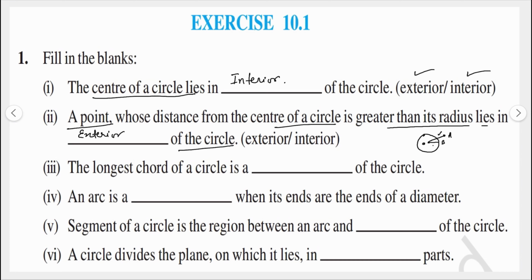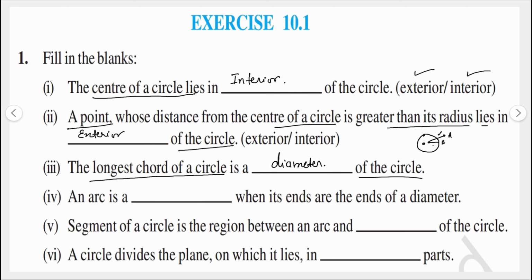A point whose distance from the center of a circle is greater than its radius lies in the exterior of the circle, that is, outside the circle. Next is, the longest chord of a circle is a dash of the circle. Like I told you, the longest chord of a circle is a diameter of the circle. So here you have to write diameter, as the diameter is the longest chord of the circle since it passes through the center of the circle.